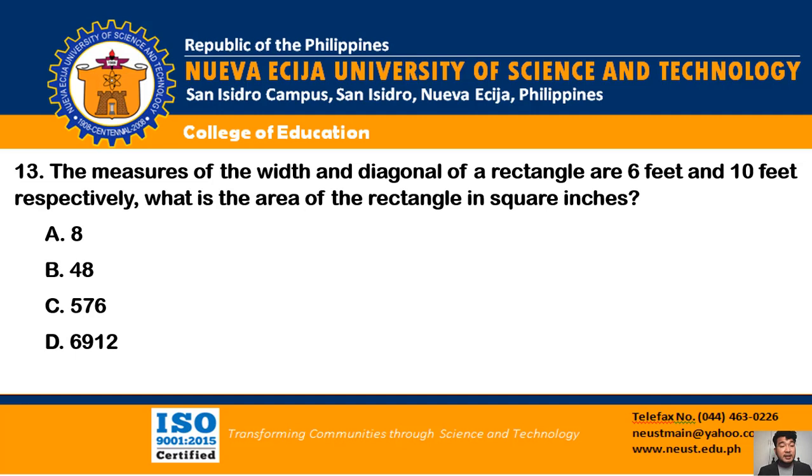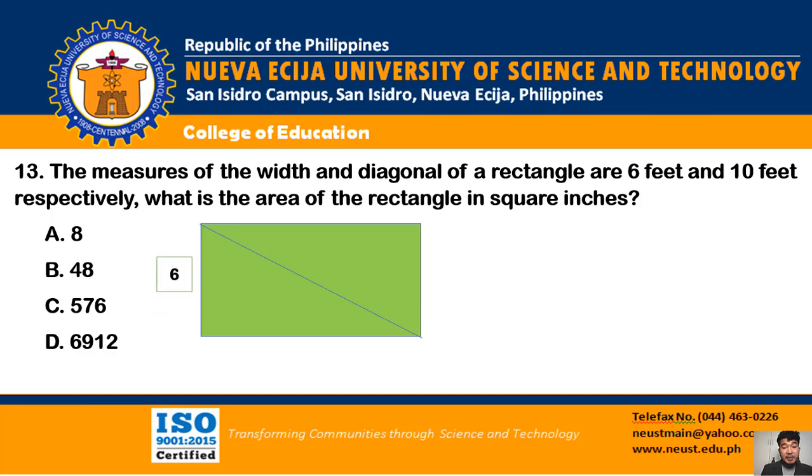Number 13. The measures of the width and diagonal of a rectangle are 6 feet and 10 feet respectively. What is the area of the rectangle in square inches? Okay, so here's the rectangle and the diagonal. The measurement of the width is 6 and the diagonal is 10 feet. So we have to look for the length of the rectangle for us to determine the area.